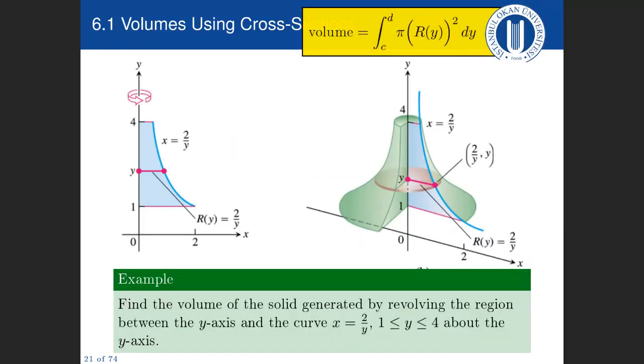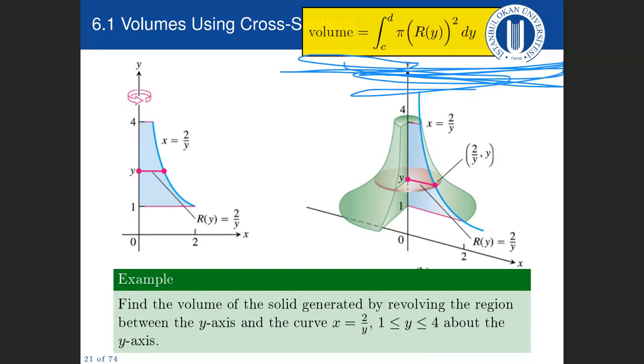For example, find the volume of the solid generated by revolving the region between the y-axis and the curve x equal to 2 over y for y between 1 and 4 about the y-axis. Okay, formulas in the yellow box at the top. We need to know the limits of integration. That's easy. The question tells us that y is between 1 and 4. And we need to know the radius r of y.